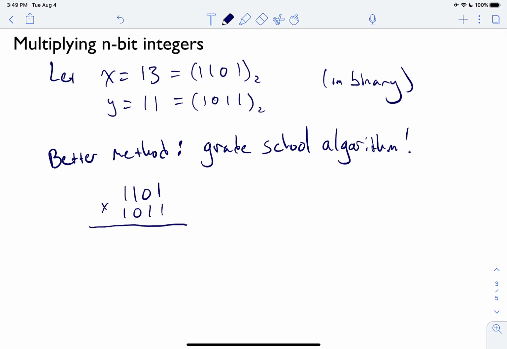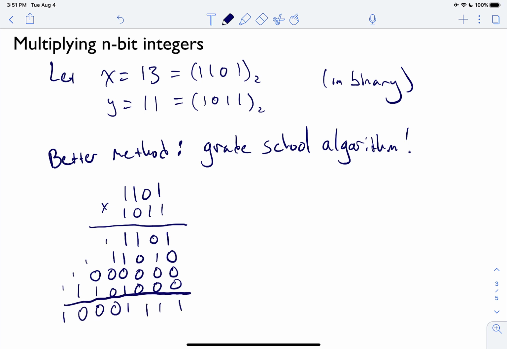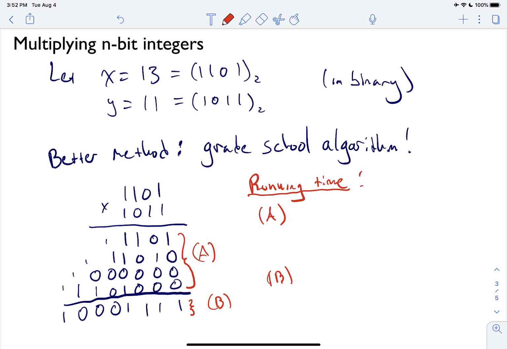Recall that the grade school algorithm involves taking digit by digit of the bottom number and multiplying it by the top number and then shifting that over a column as you move over digits. In the end, you have to add up all of those terms together to get the final total. Let's think about the running time of the grade school algorithm. Note that the grade school algorithm has 2 phases. You have phase A, which does all the digit multiplication, and then there's phase B, which is the full summation of all those numbers you computed in phase A.